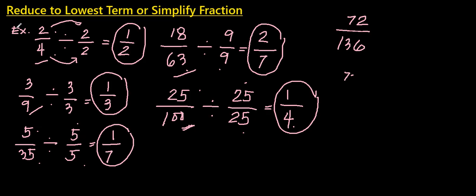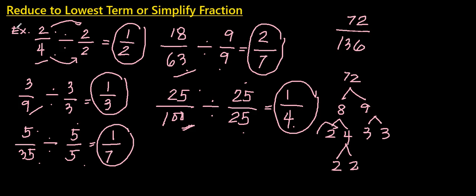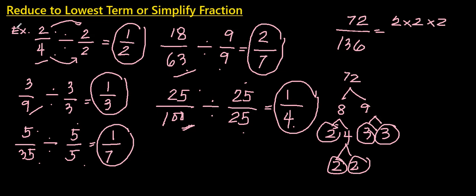For example, 72. What are the factors of 72? 8 and 9. What are the factors of 8? 2 and 4. What are the factors of 4? 2 and 2. What are the factors of 9? 3 times 3. Then we get those factors. So that means this is equivalent to 2 times 2 times 2 times 3 times 3.